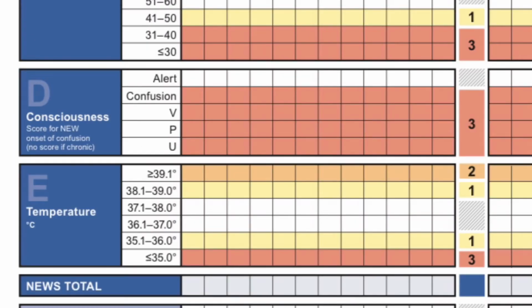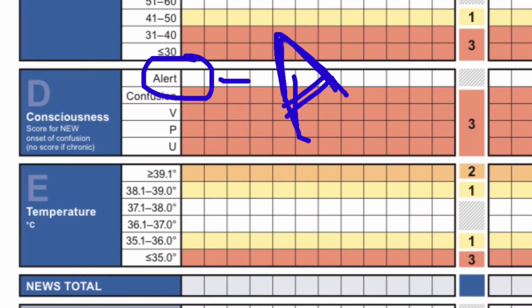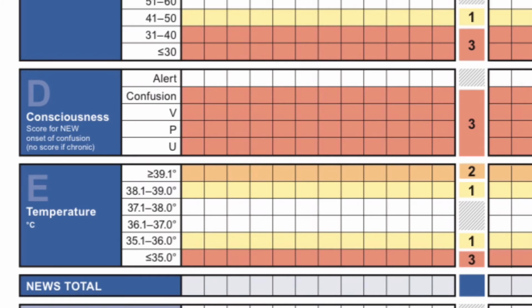Okay, so we can see D and E together. D is consciousness. If the patient is alert, you can put alert, and the News score is 0. If the patient is confused, then it is a News score of 3. V is verbal, the patient responds to verbal stimuli. P is pain, responding to pain. U is unresponsive to pain stimuli.